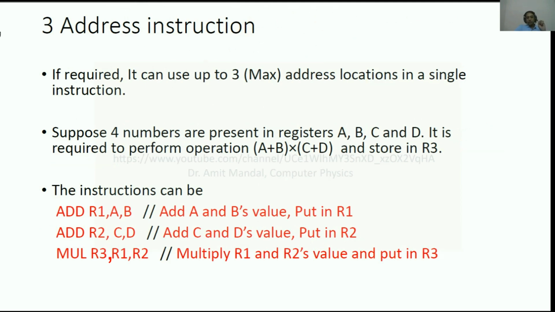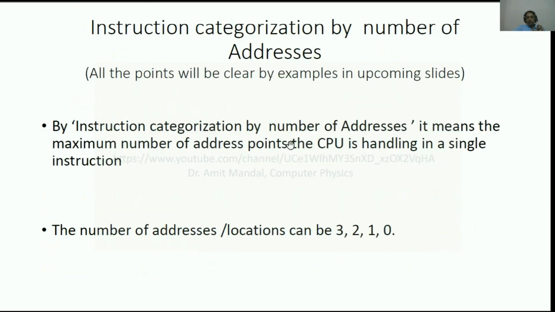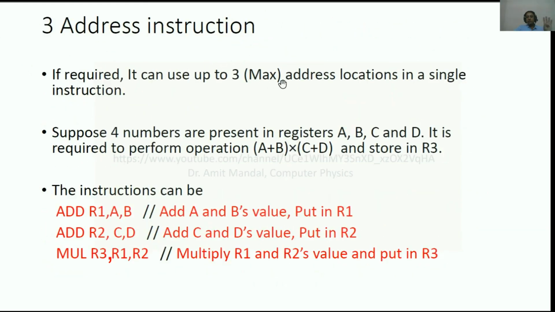A 3 address instruction means that in the address section it will use a maximum of 3 address locations. For example, suppose these are the registers A, B, C, D in which operands are present. A contains some data, B contains some data, and C and D also contain some data, and we want to add A plus B, then multiply with C plus D, and then store it in register R3. Now in a 3 address instruction the code can be like this.